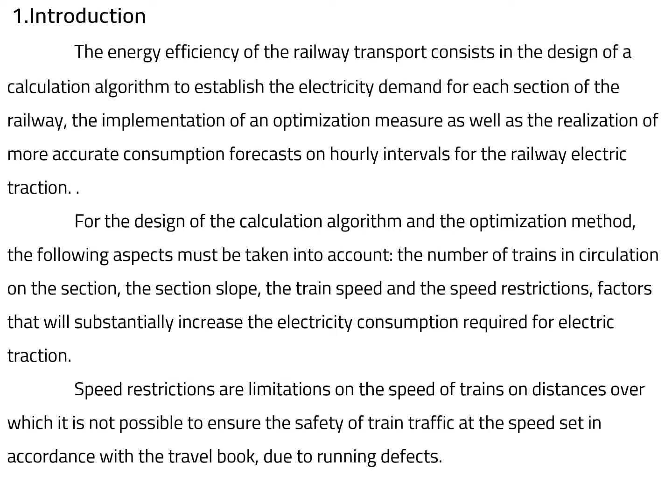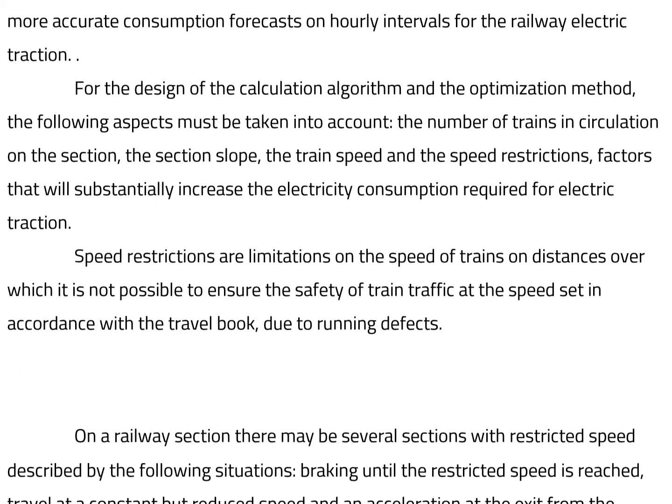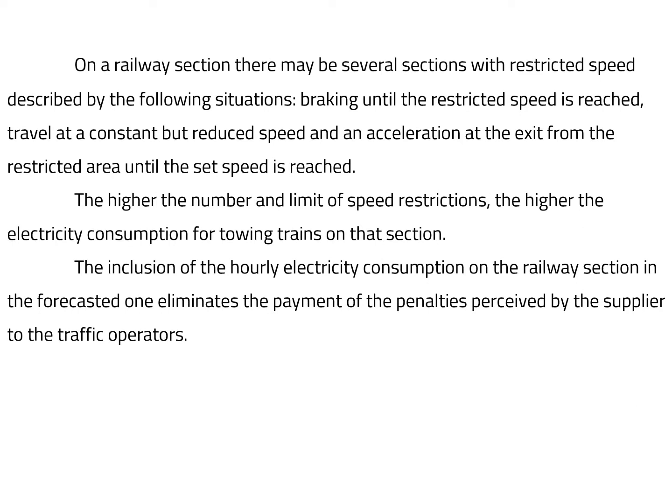Speed restrictions are limitations of the speed of trains on distances over which it is not possible to ensure the safety of train traffic at the speed set in accordance with the travel book due to running defects. On a railway section, there may be several sections with restricted speed described by the following situations: braking until the restricted speed is reached, travel at a constant but reduced speed, and an acceleration at the exit from the restricted area until the set speed is reached.